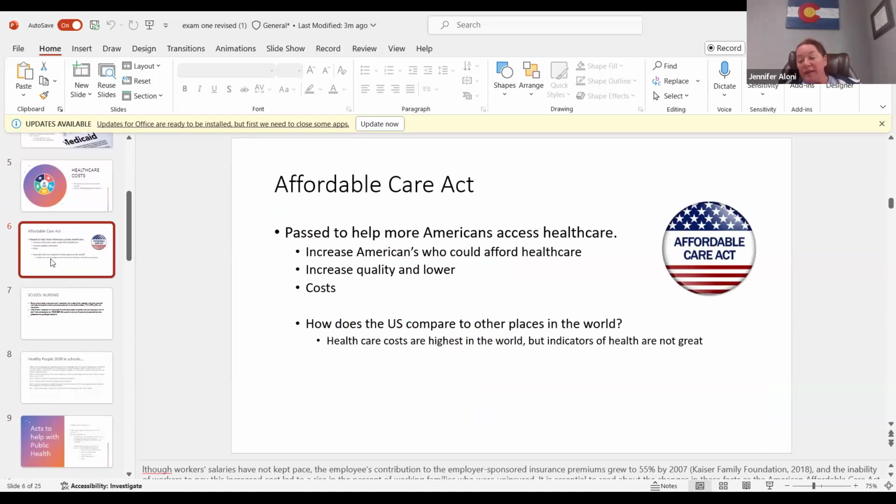What we do know, the United States pays higher than anywhere in the world for healthcare, but it doesn't do much because our indicators are not that great. Okay, so we spend a lot of money and don't get much out of it.